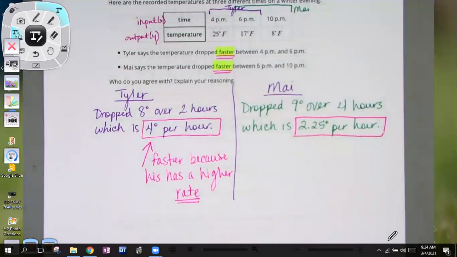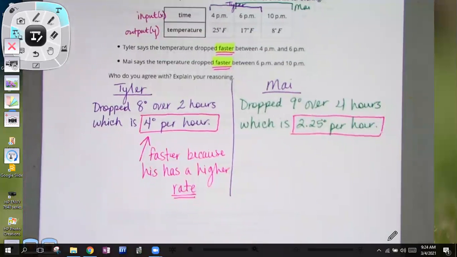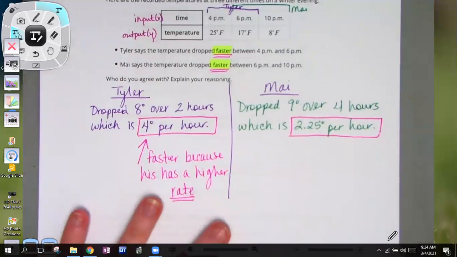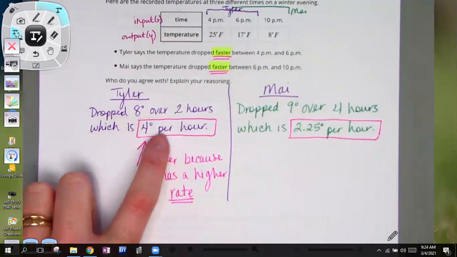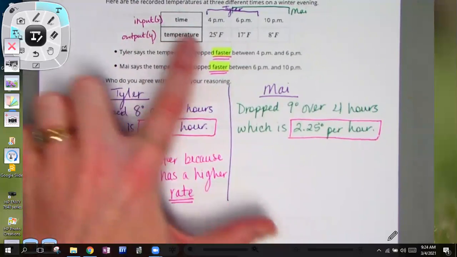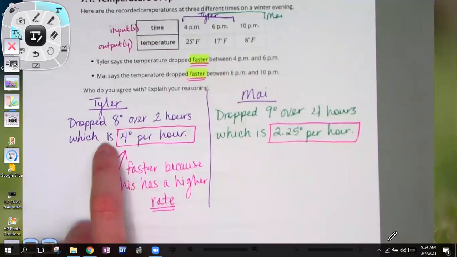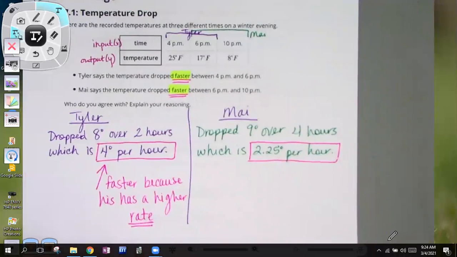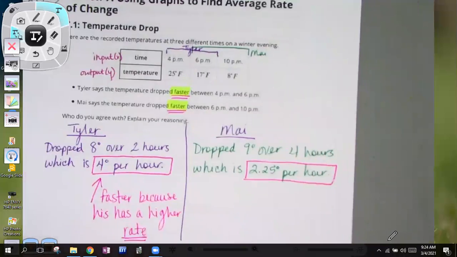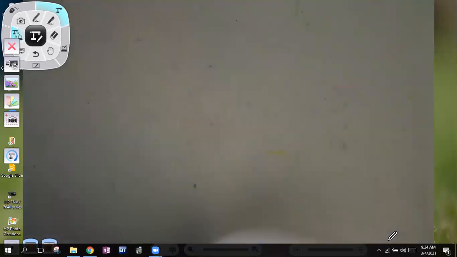Y'all have done a great job leaning into what this whole lesson is talking about. So, all right, because Tyler's had a faster rate, his was the faster one. It dropped less degrees, but it was a shorter period of time. All right. Keeping that same idea, let's look at the next activity, 7.2.